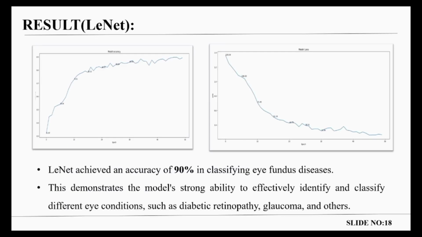This results graph shows LeNet and UNet accuracy. In the LeNet graph, it shows how well the model is learning. At the start, the accuracy was low, about 31%, but as it trained more, up to 50 rounds, the accuracy kept improving and reached around 89 to 90%. This means the model got better at its task as it learned.